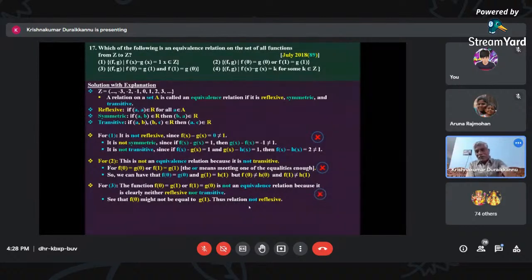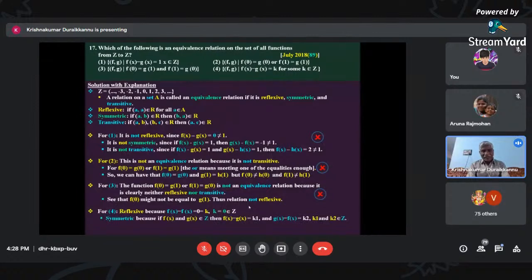So after any one of the conditions fails, we can move on to verify the other relation. There is no need to wait for verifying the other conditions. Okay, so the fourth one.